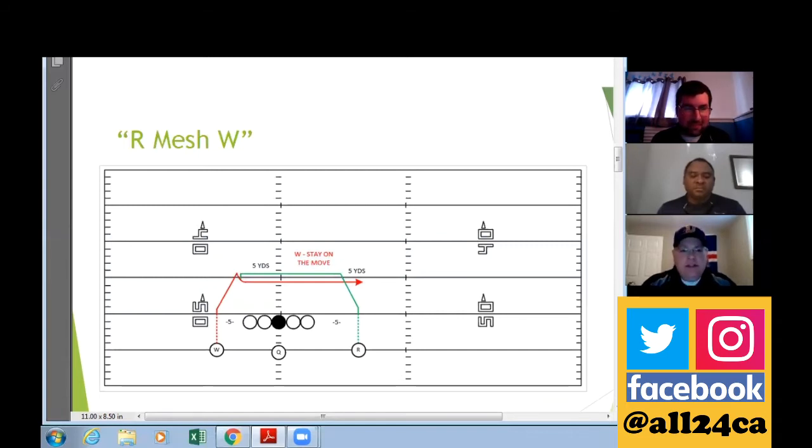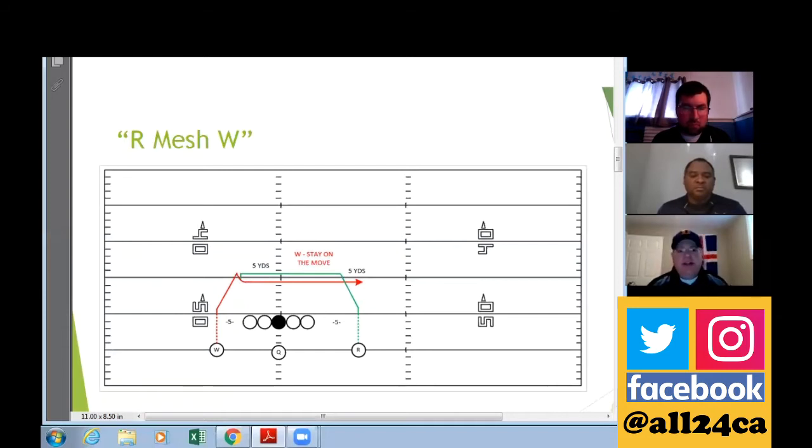The first thing to talk about here is the effector and the affected. In this case, the red route is the affected, and the green route is the effector. These are specific words to keep it from being just the rub guy or the guy giving the rub, and it gives it a little bit more definition. In this case, R mesh W, the effector is the first letter in the play call. The affected is always the second one.